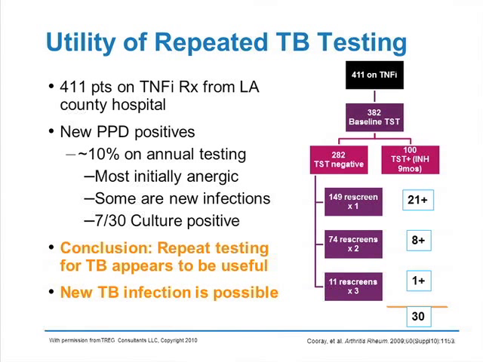When they looked at their 30 patients, 7 of them were culture positive, indicative of essentially new conversions from active infection. The remaining patients could be said to have anergy-associated TST negativity that was corrected by correction of anergy. So it's important that if you do identify on repeat testing a new positive, that you also do culture testing.